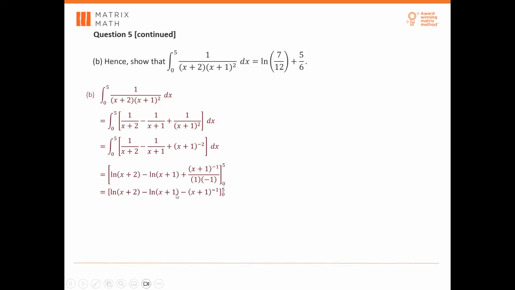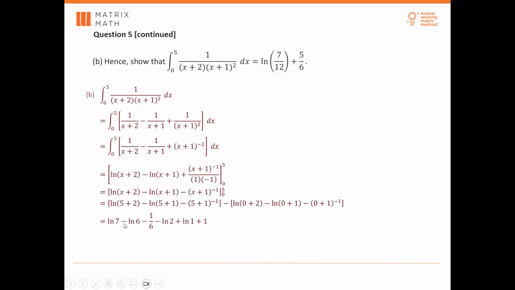Okay, now you just replace x with 5 and you just replace x with 0. So replace x with 5, you'll get ln 7 minus ln 6 plus, sorry, minus 6 to the power of minus 1 over here. Minus, x equals to 0, you get ln 2, ln 1, and this is just 1 to the power of minus 1. Okay, so key in your values in terms of ln because the final answer is also in terms of ln. So you get ln 7 minus ln 6 minus 1 over 6 minus ln 2 plus ln 1 plus 1.